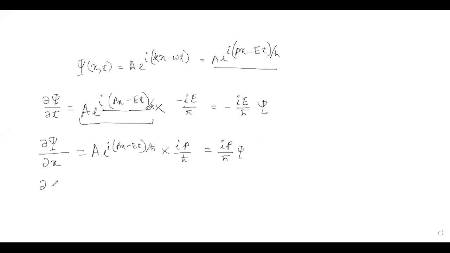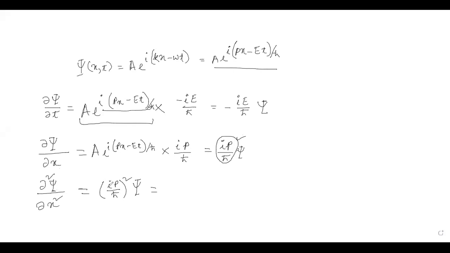Now, if you differentiate this psi with respect to x again, we get ip by h bar, which is a constant. If you differentiate this again, you will get another factor ip by h bar. So if you differentiate it twice with respect to x, what will you get? You get the factor ip by h bar two times, so it will be squared times psi.